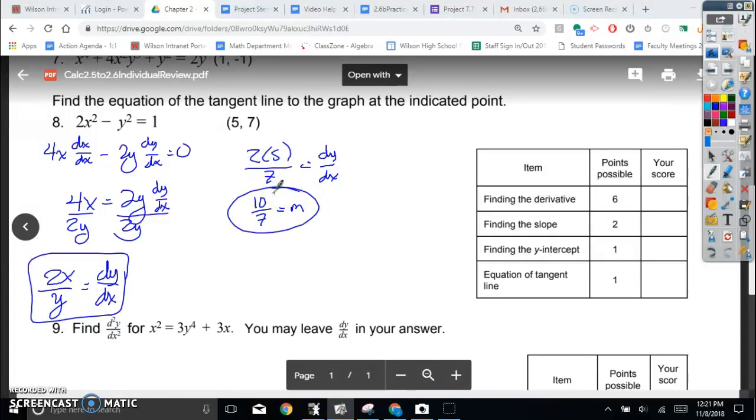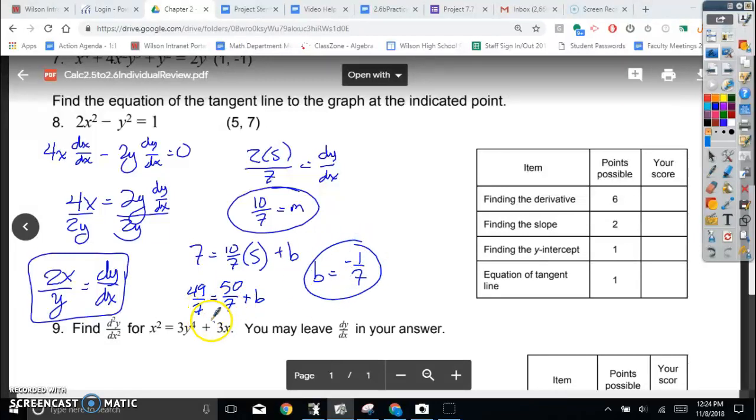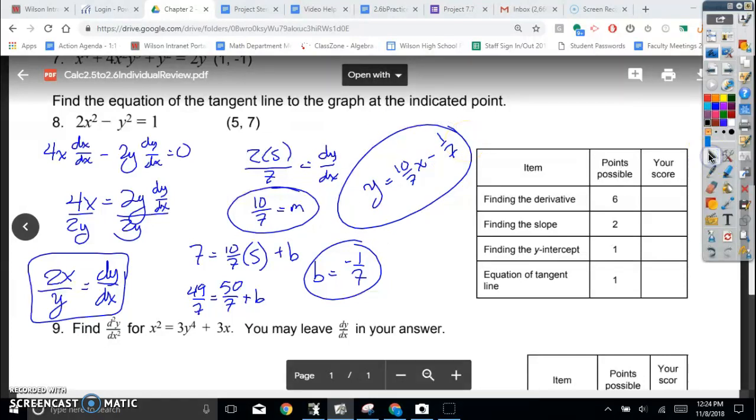All right, now let's go ahead and solve for our b. So 7 equals 10 sevenths times 5 plus b. All right? So we got 5 times 10. This would be 50 over 7 equals 49 over 7. So b will be negative 1/7, and that's all said and done. Because I subtract that over. So my final equation is y equals 10 sevenths x minus 1/7. All right, and that's your tangent line.